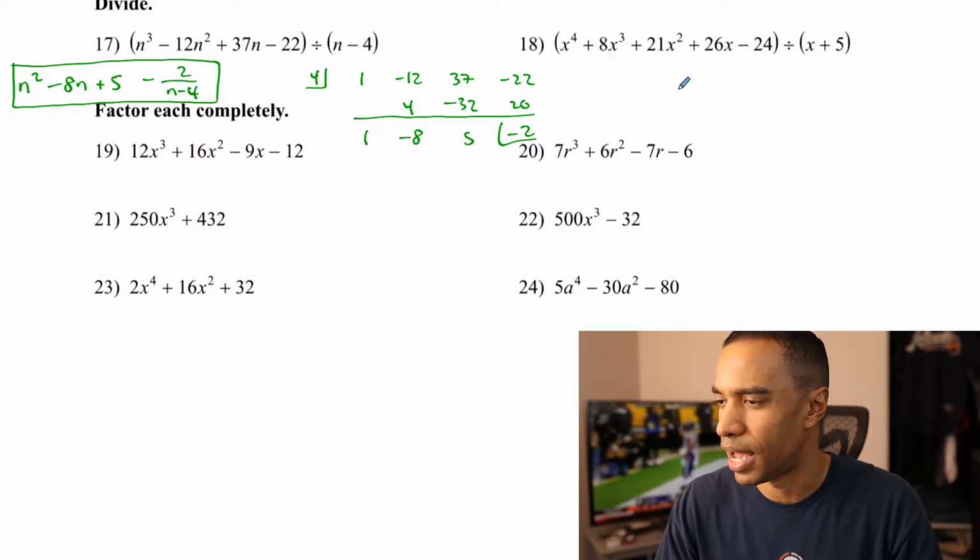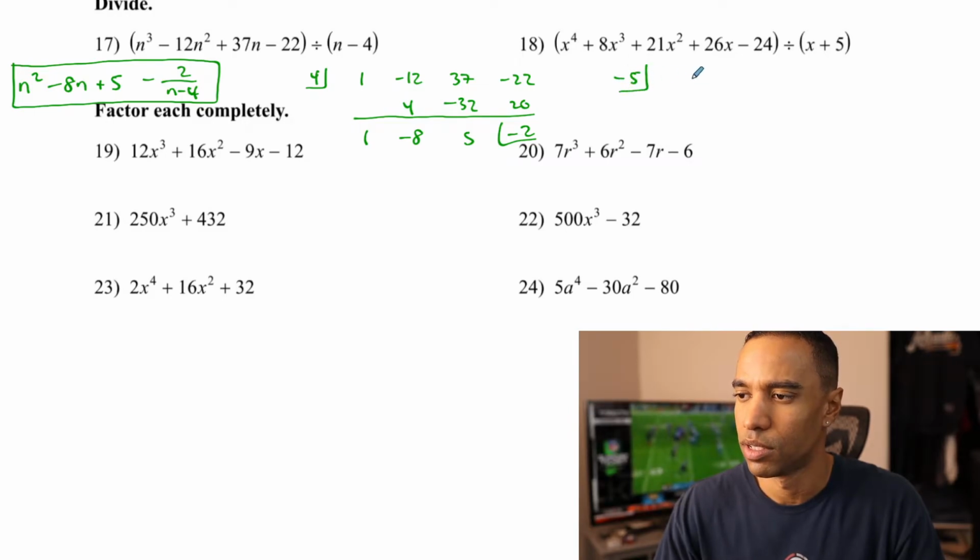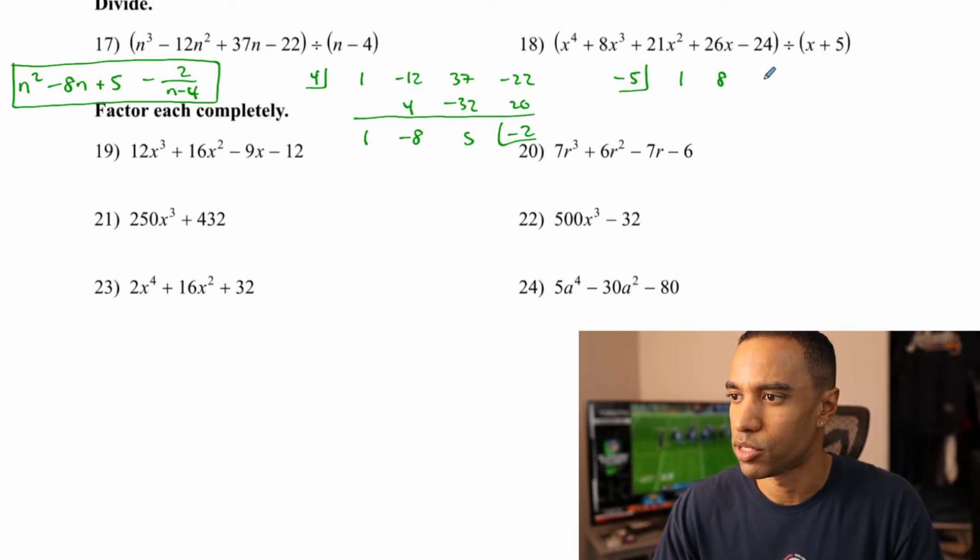So here we go. We have a root of x plus 5 is 0. That'd be negative 5 as the root. And this is 1x to the 4th plus 8x cubed plus 21x squared, 26x minus 24.